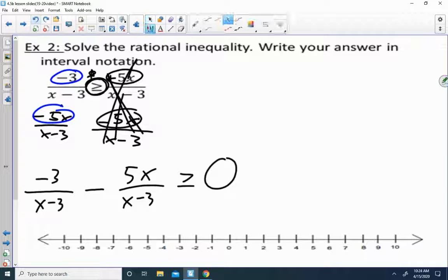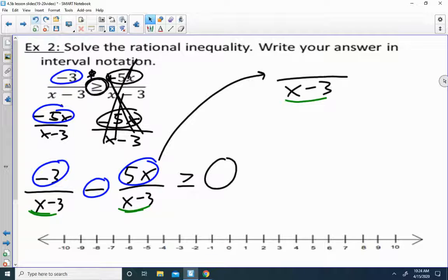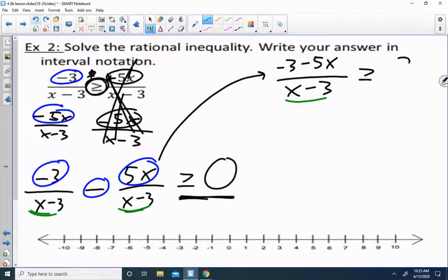So now we just have to combine these two fractions. And lucky for us, the denominators are the same again, which means when we combine them, the denominator will also be x minus 3. We just have to combine the like terms on top. So -3 minus 5x. Sadly, these two are not like terms, so we can't combine them. We can only write -3 minus 5x, and all that greater than or equal to 0.